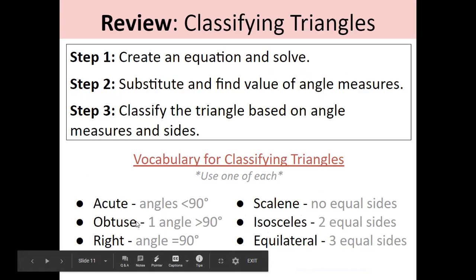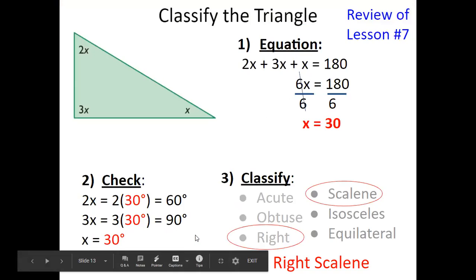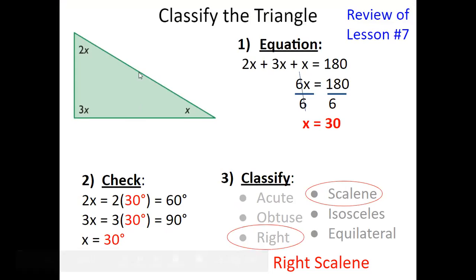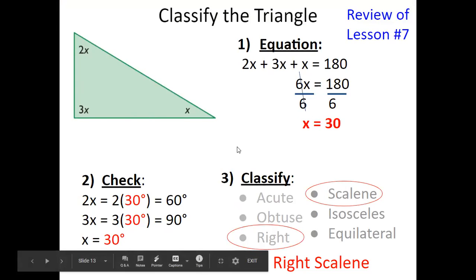Now, just as we said in the previous slide, if I have an angle that's equal to 90, then that means it's a right angle, okay? And it's scalene because I don't see any slashes on the sides, okay? So we would call this a right scalene triangle.